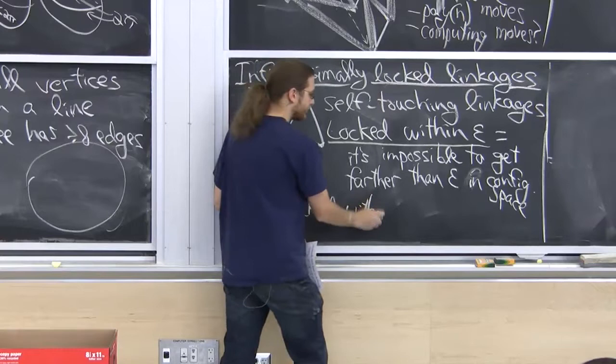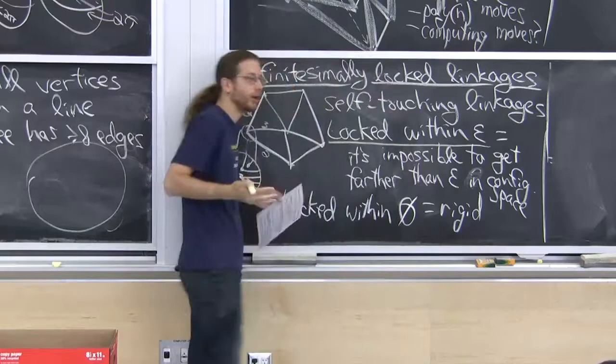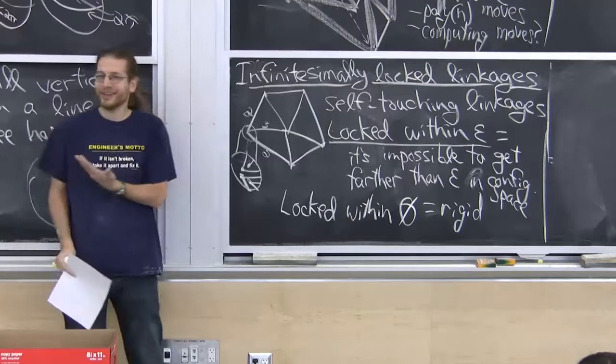Also known as being rigid. We've already talked about being locked within zero. If you can't move at all, that's rigid. So this thing could actually be rigid, whereas all the locked trees, they can never be rigid because I don't want them to really touch.